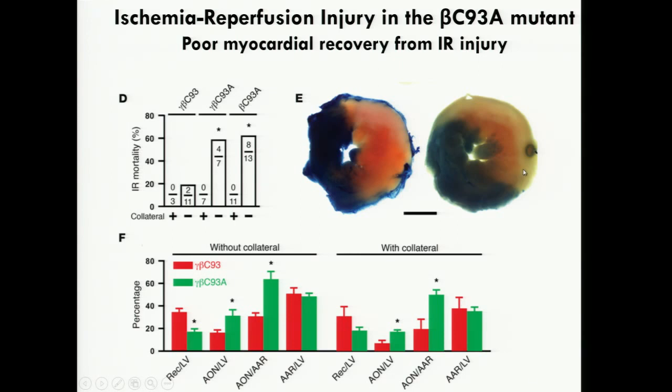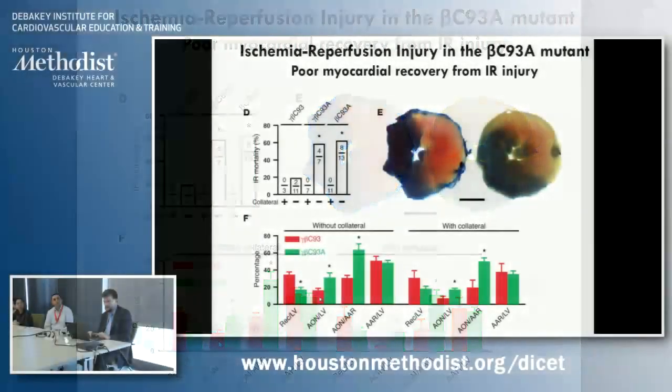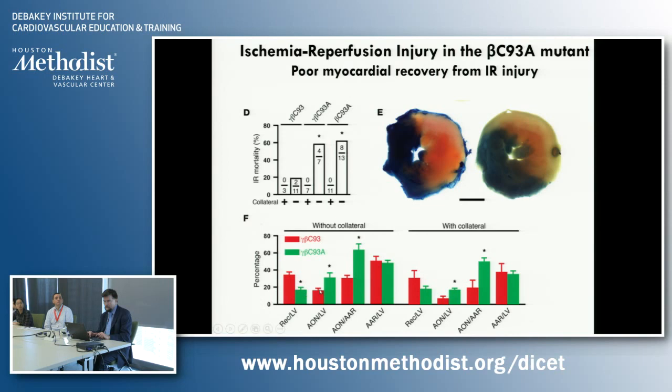But the damage in the mutant mice is greater. You can see there's more pale area here than in the control animal. That is shown in panel F on this slide. This shows the area of necrosis, for example, in the wild type in red and in the mutant in green. So this ratio of area of necrosis over the entire left ventricle is increased in the mutant mice. So they had more damage.